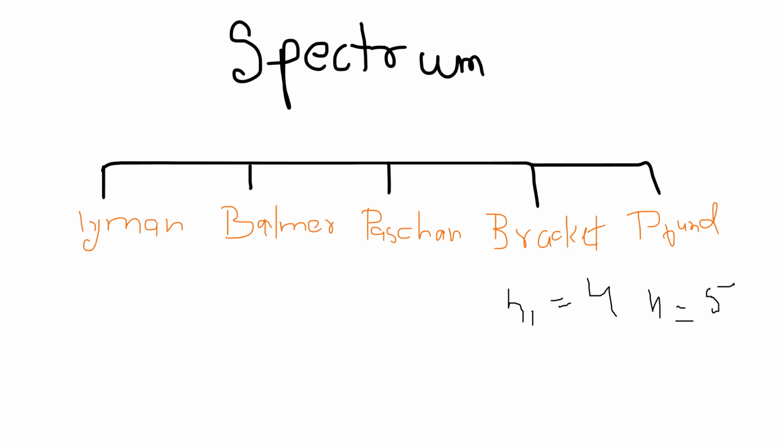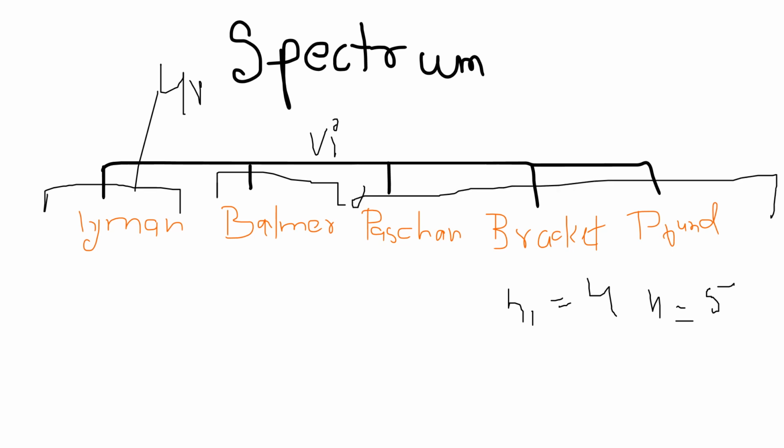Now when we talk about the regions, basically the Lyman series lies in the region called UV, while the Balmer series lies in the region that we call visible, while the Paschen, Pfund and Brackett series lie in the region of IR.